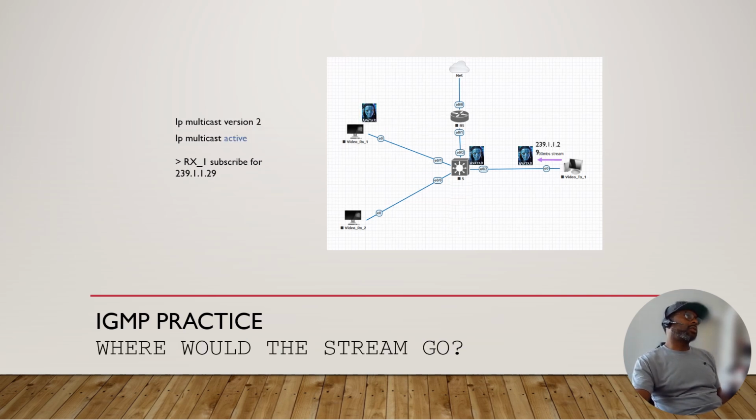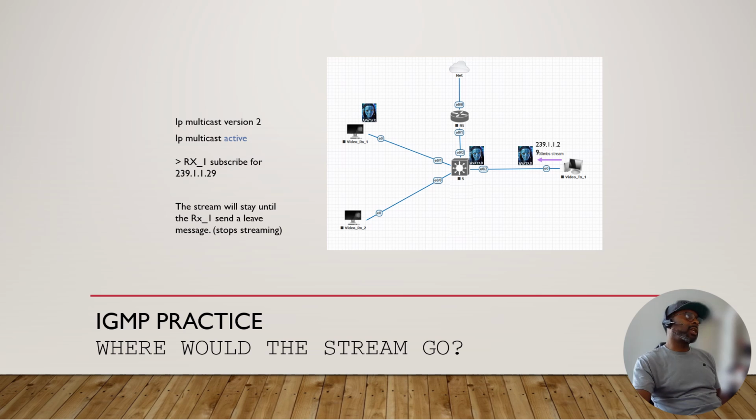Now, here's a situation where you have IGMP version 2 with the multicast active querier, which lets you know that the switch is going to be the active querier. It's going to be asking a question: are you part of this group? What's your status? That type of stuff. We're using multicast IP group 239.1.1.229. We have receiver 1 subscribed to that. Where would the stream go? Obviously, it goes to receiver 1.